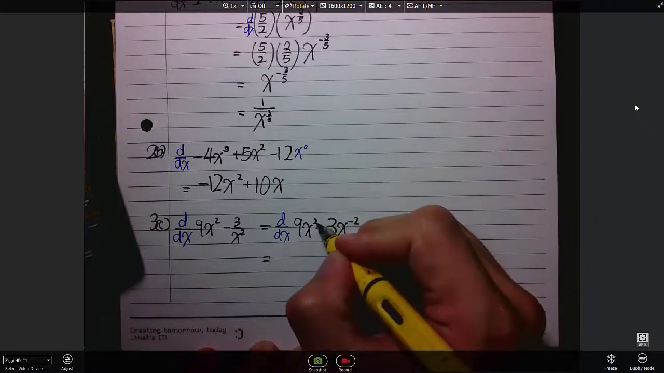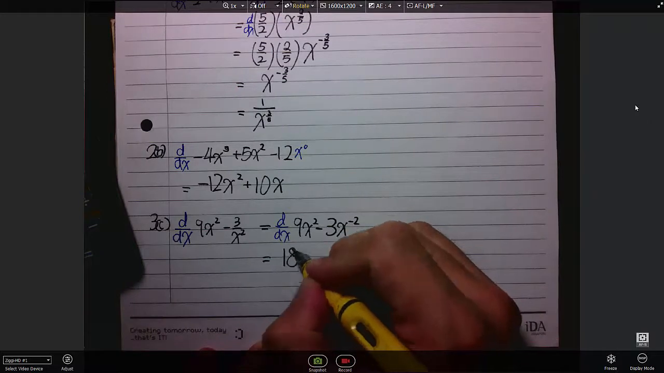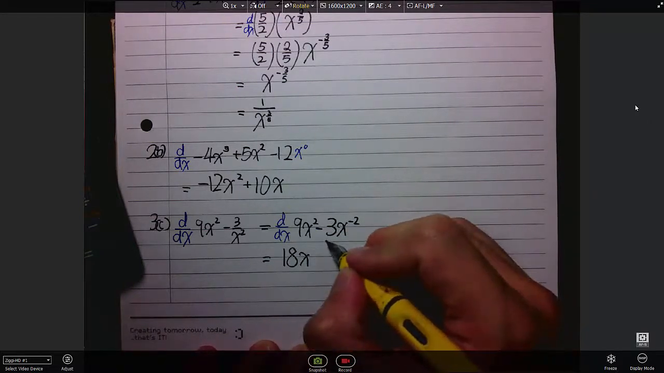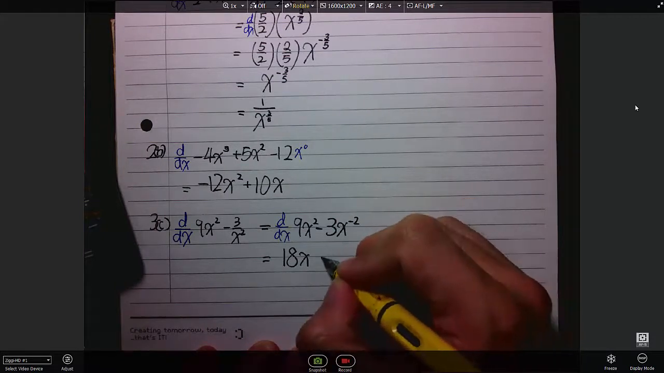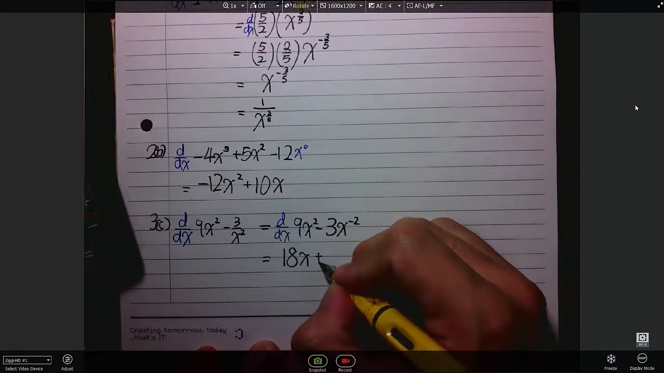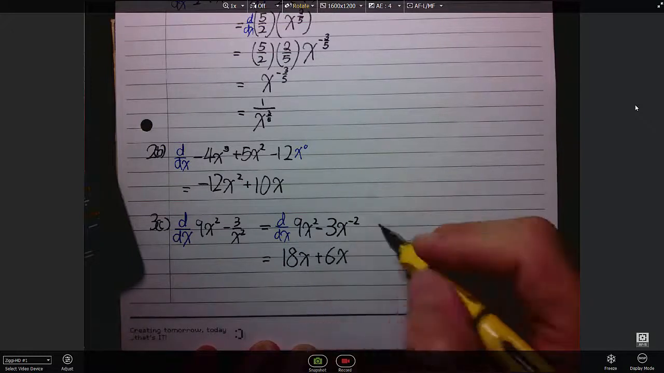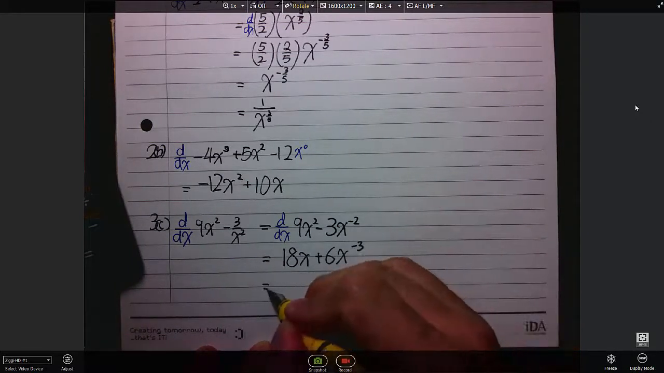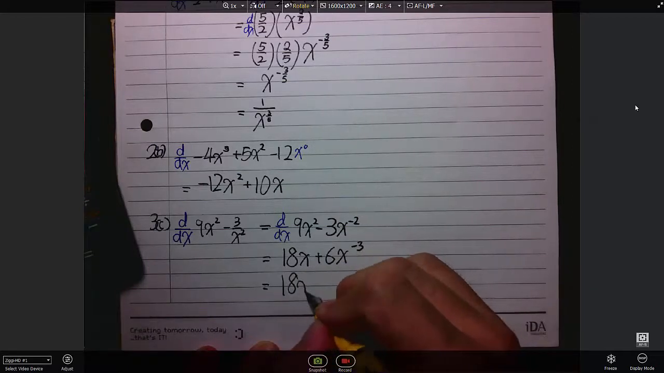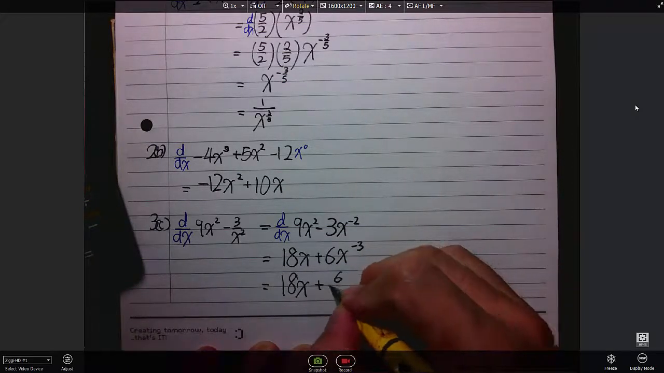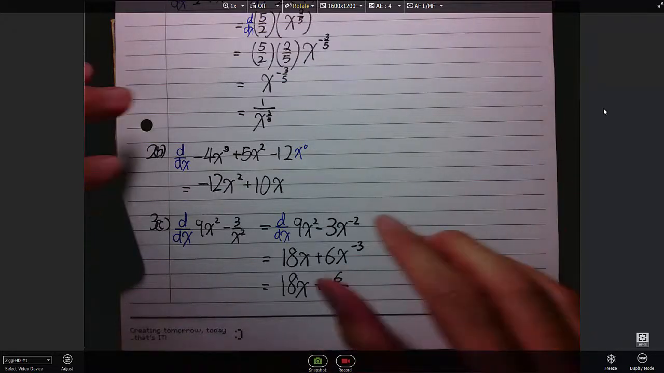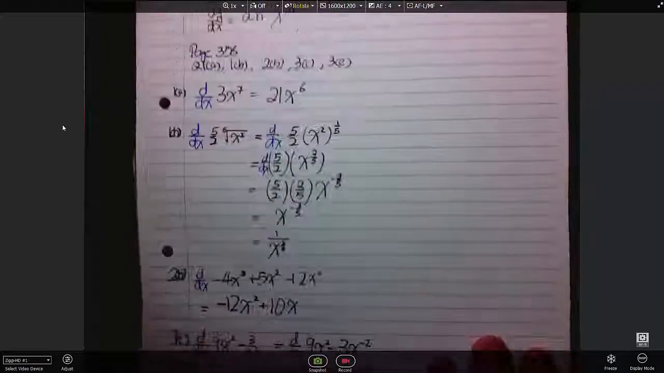I start differentiating. 2 times 9 gives me 18, 2 minus 1 gives me 1. Here, negative 2, I take the power down. Negative 2 times negative 3 gives me positive 6. Negative 2 minus 1 gives me negative 3. If you want to express this in positive index form, you can. I get plus 6 over x cubed. And that is 3c. The final example before this first set will be 3e.